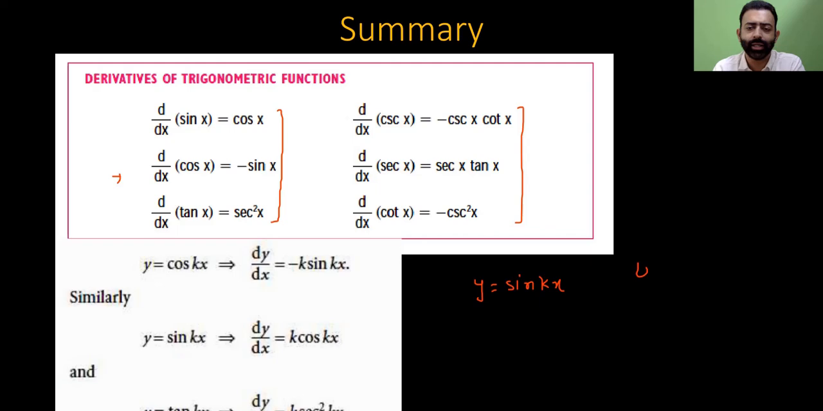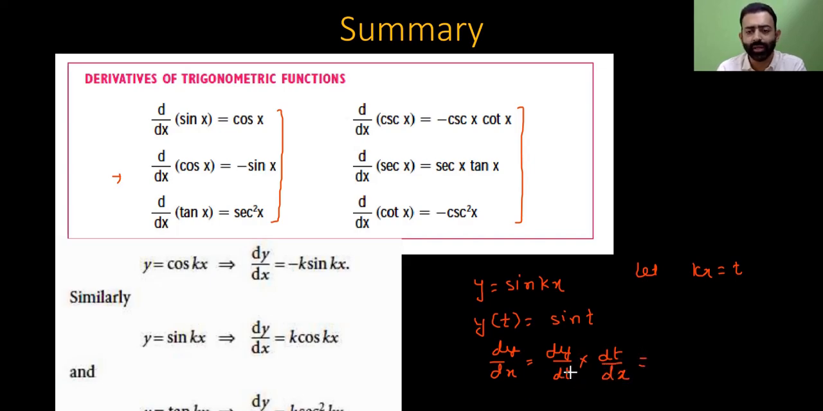So it is just a constant. You can assume that let kx is equal to t. So now the function y is a function of t instead of x, and this is sin t, because kx you have assumed as t. Now what the chain rule says is that dy by dx is that you will first differentiate y with respect to t, and now t will be differentiated with respect to x. You can cancel these t and t, you will get the value of dy by dx. This is your chain rule, which you already know well.